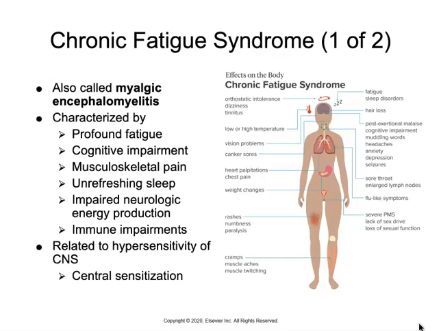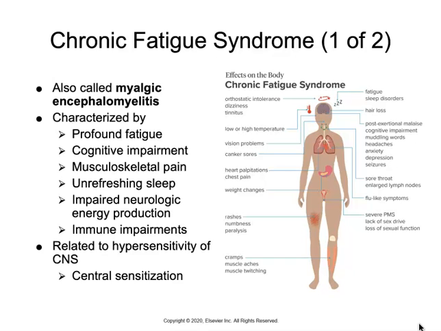We can also have some impaired neurologic energy production, some autonomic symptoms like a sore throat, headache, and tender lymph nodes, and immune impairments. Now, the cause of this is unknown, and we diagnose it as a process of exclusion. And we are starting to classify this, kind of like fibromyalgia, as a central sensitization disorder rather than more of a musculoskeletal disorder.